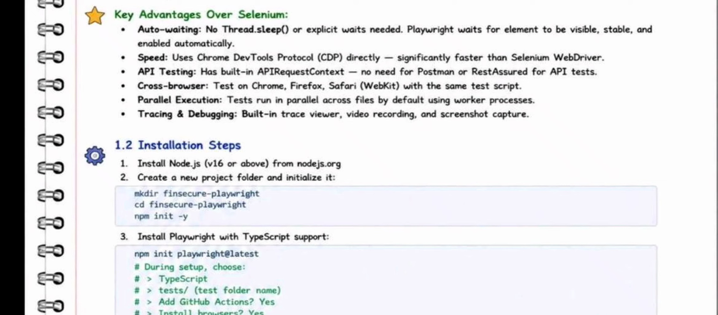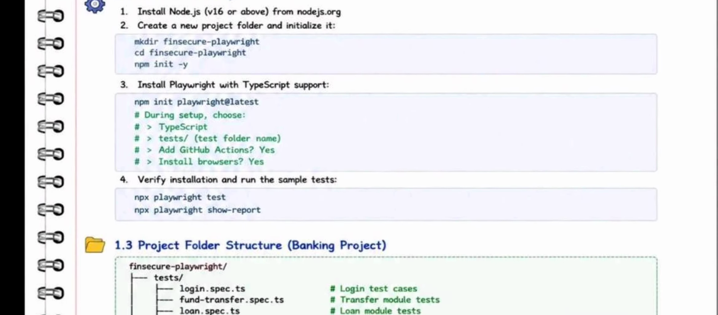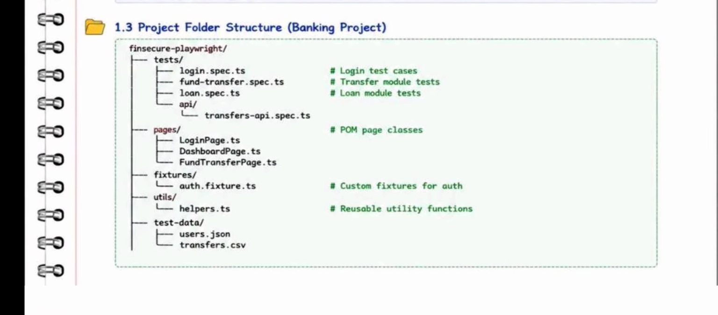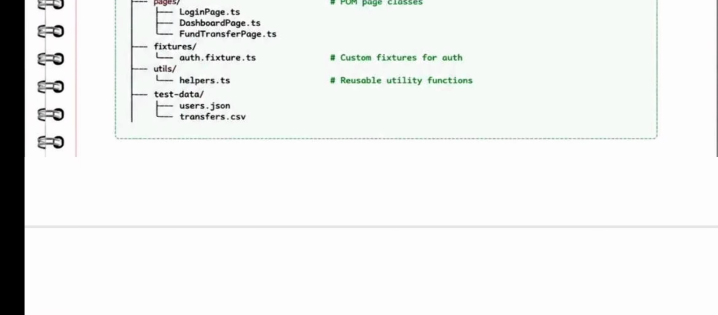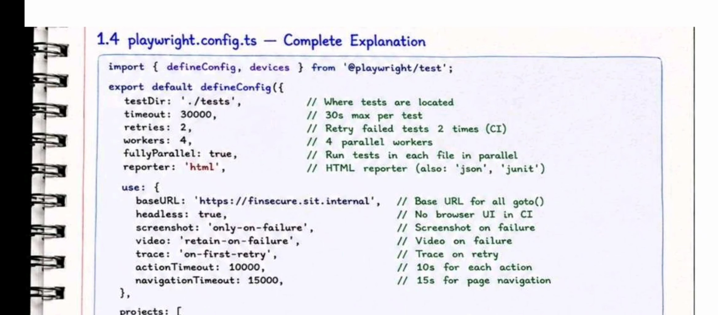Initially we have discussed what Playwright is and what the advantages of Playwright over Selenium are. We have discussed the installation steps. We have talked about the Playwright folder structure, and we have talked about each and every keyword of the playwright.config.ts file.